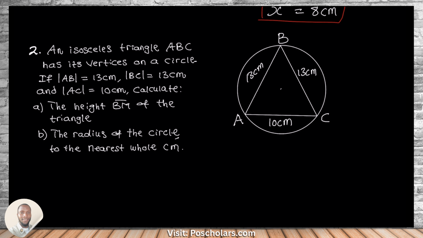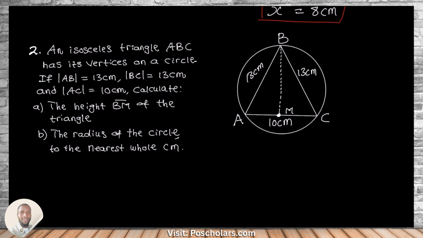So the question has given us a hint that M will be the midpoint of AC. Because we know that this is an isosceles triangle, this side and this side are equal. So let's label this point M. We are looking for side BM, so let's use a broken line to represent it. BM. This is point M, right?